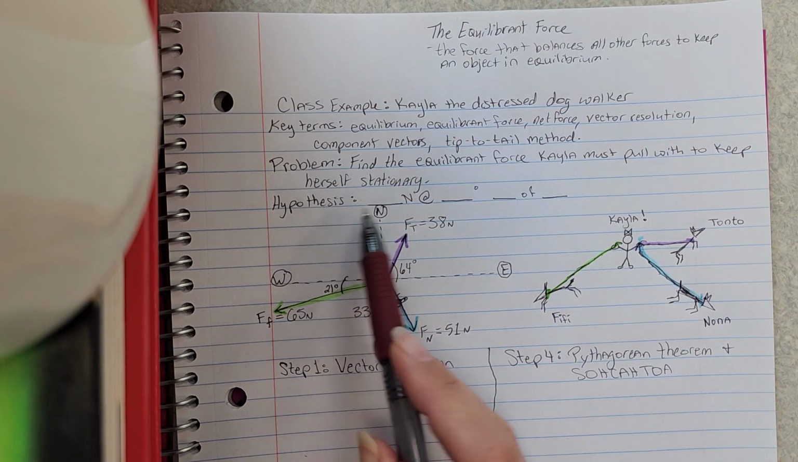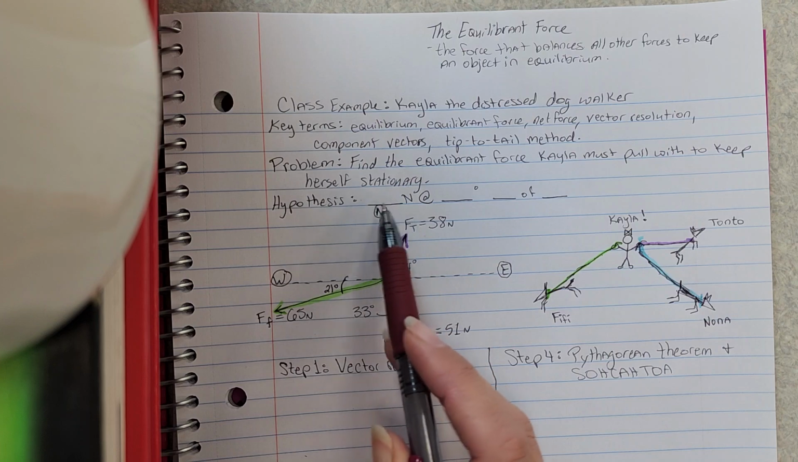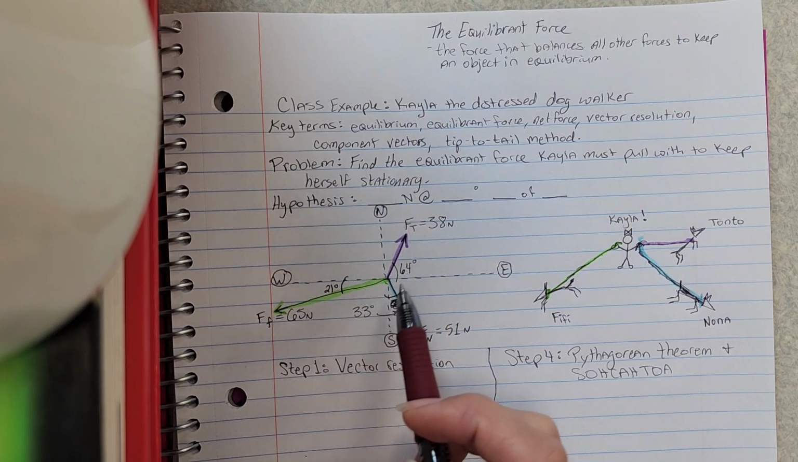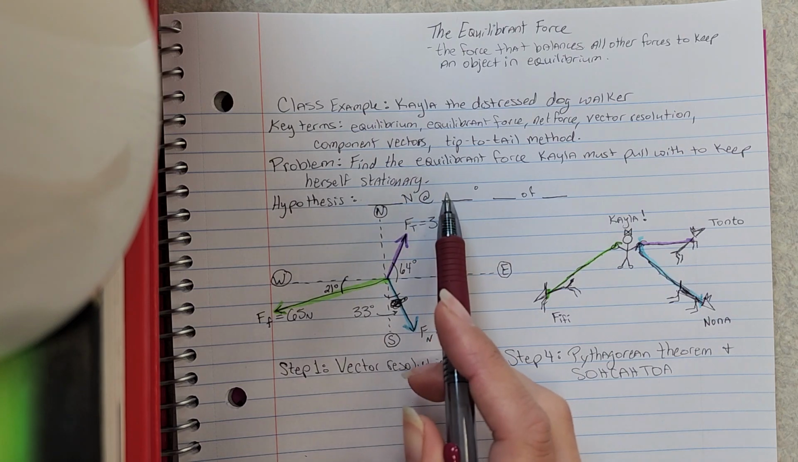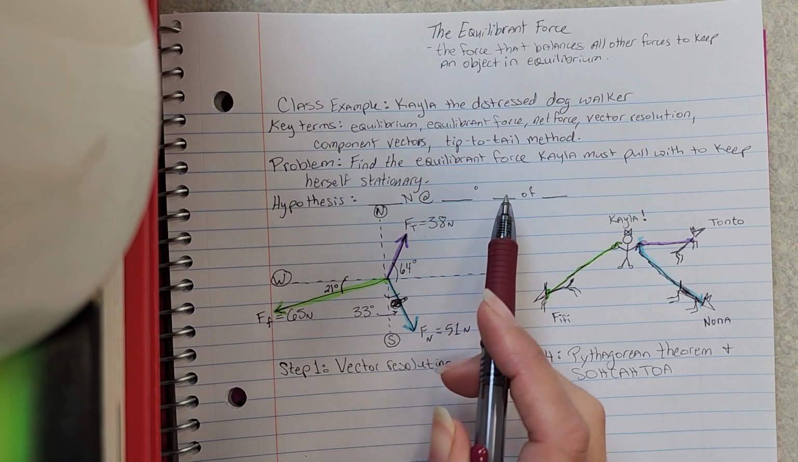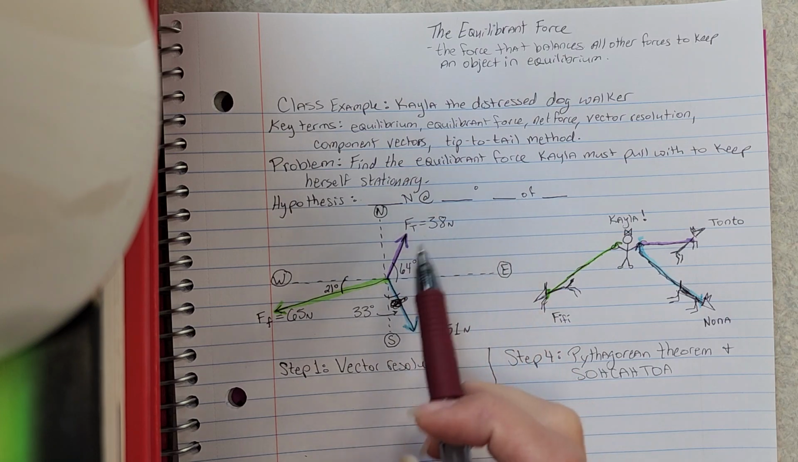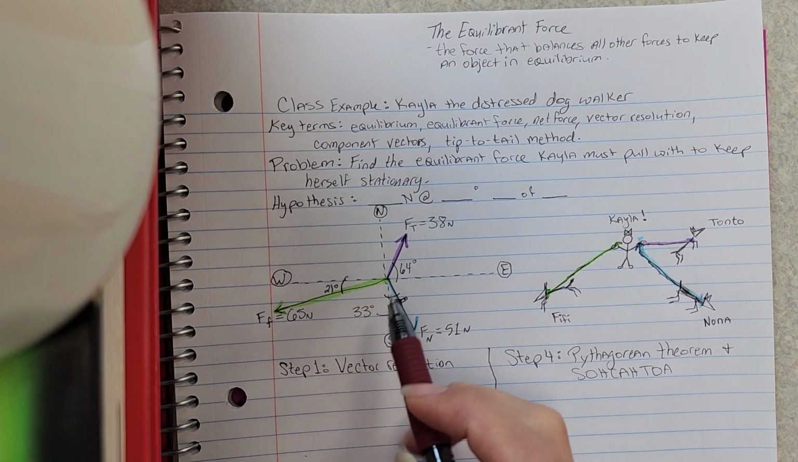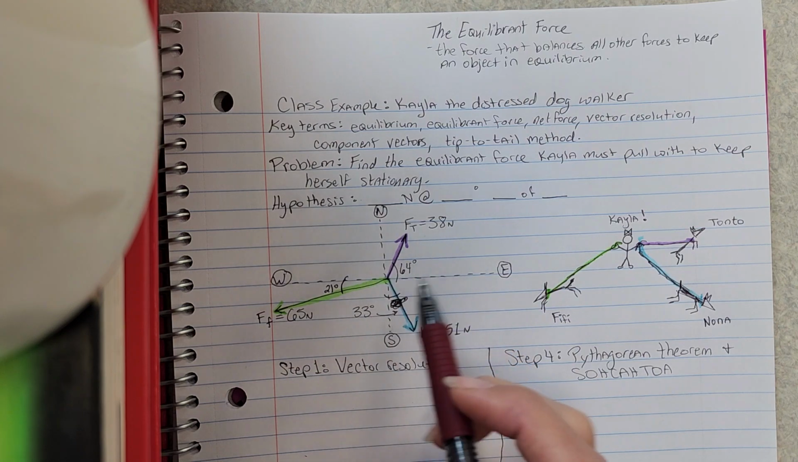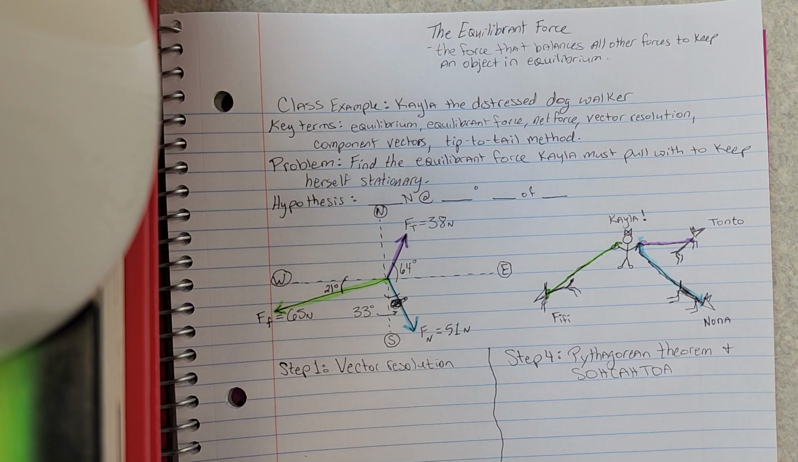All right, so place your hypothesis first before we begin. I want to know what force you think she needs to pull with, and at what angle, and at what direction. So east of north, or north of west, etc. So what quadrant do you think she needs to pull in to balance these 3 forces? Pause this video, make your hypothesis, and then come back.